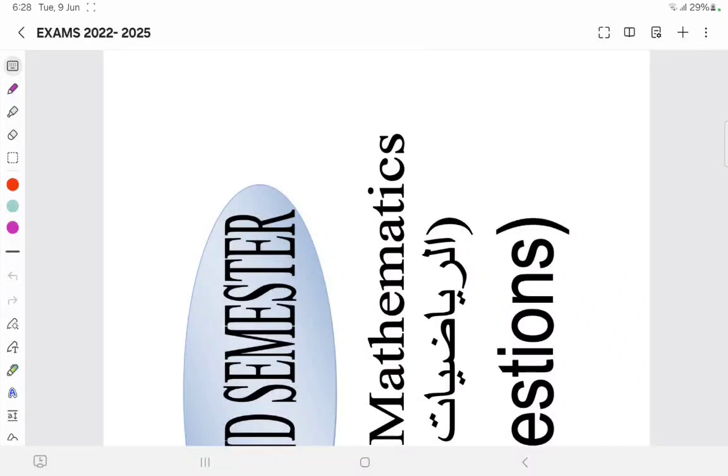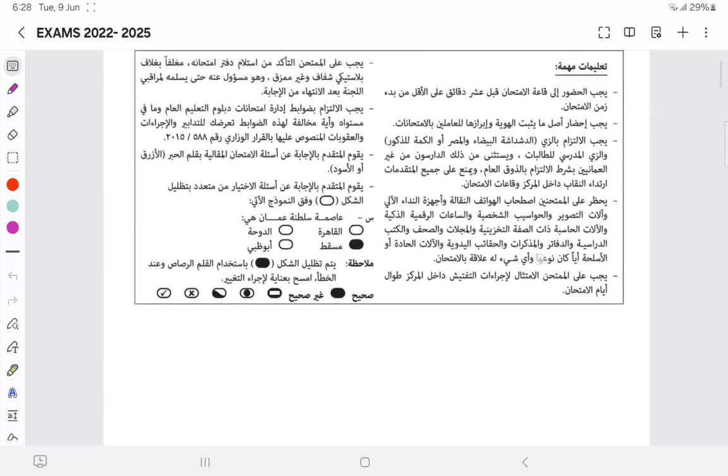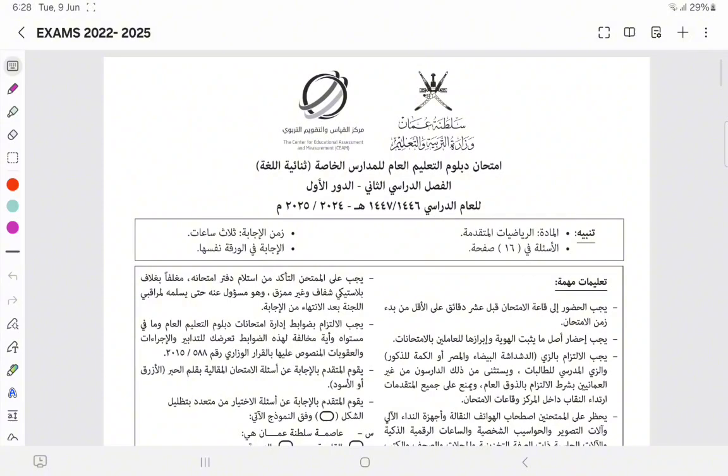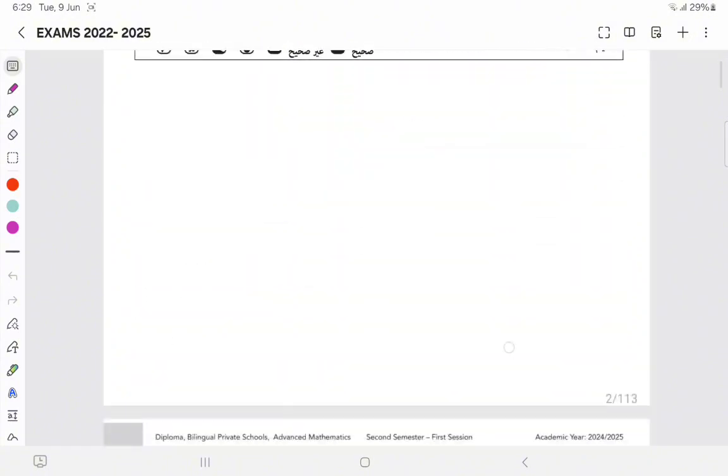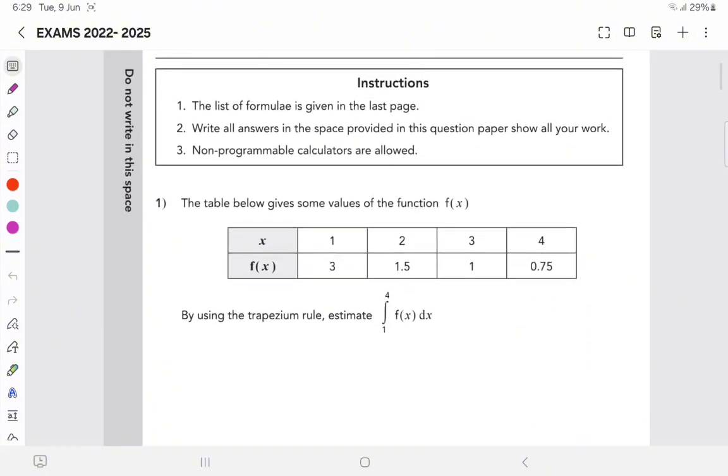Finally, we are going to practice past exam papers to know how to state the answer from the questions. My advice for you: read the question clearly, slowly, and start from the given always. So that is 24-25, first session. In the first question, he said the table below gives some values of the function f of x.